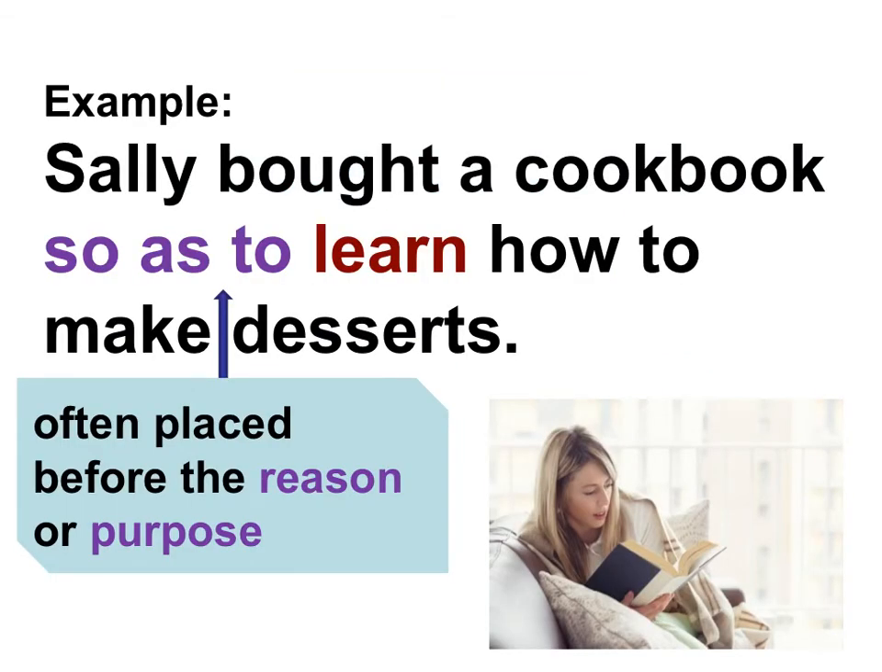Example: Sally bought a cookbook so as to learn how to make desserts. Learn how to make dessert is the purpose of why Sally bought a cookbook. And after so as to, we use the bare infinitive learn.